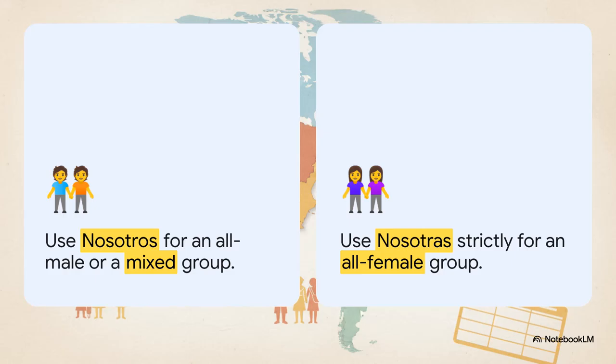Spanish also pays really close attention to gender, even when we're talking about groups of people. So when you want to say we, you actually have to look at who is in the group. If the group is entirely male, or even just a mix of males and females, you go with nosotros. But if the group is entirely female, and literally only if it's entirely female, you use nosotras. It's a small detail, sure, but it's an absolutely crucial one for sounding like a natural.